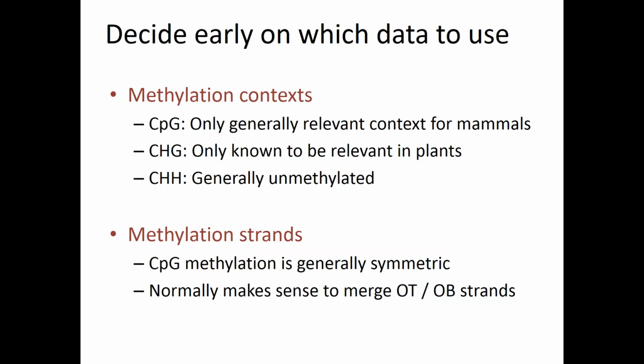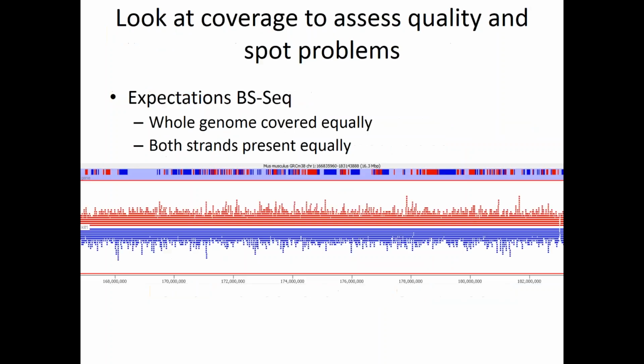What you should do for any data set, but very much so for any sequence data set, is that as soon as you've got the data, before you try and do any analysis, you want to find a way to visualize it, look at it, and understand what the structure of the data is. So it's worth thinking about what you should expect to see from bisulfite sequencing.